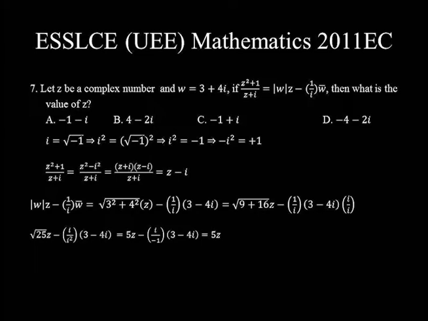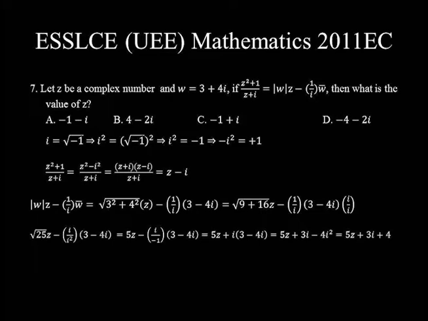Negative divided by negative becomes positive. i times 3 minus 4i, which is equal to 5z plus i times 3 is 3i, minus i times 4i is 4i square, which is equal to 5z plus 3i. i square is negative 1, negative 1 times negative 4 is plus 4. Finally, let's equate the right and the left hand side expressions.